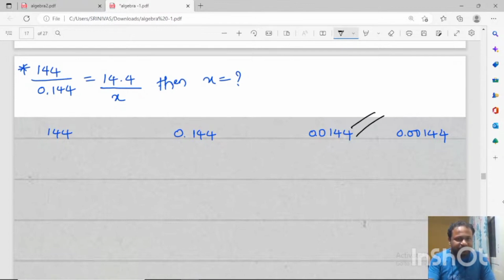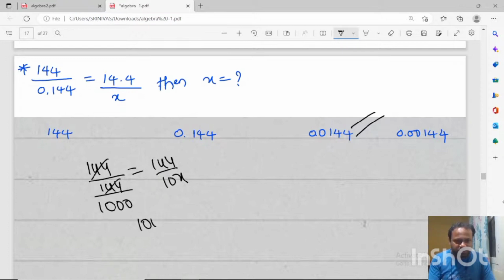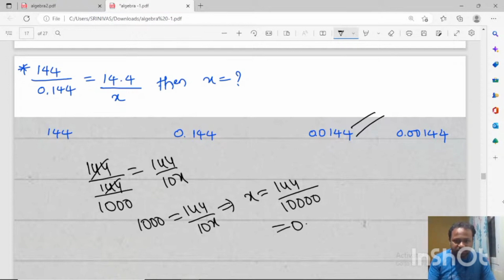Yes, we can convert 144 divided by 1 divided by 1000. Mean 144 divided by 1000 is equal to 144 by 10x. Cancel. So 1000 is equal to 144 upon 10x. From this, x is equal to 144 upon 10,000. So answer will be 0.0144. Correct answer.